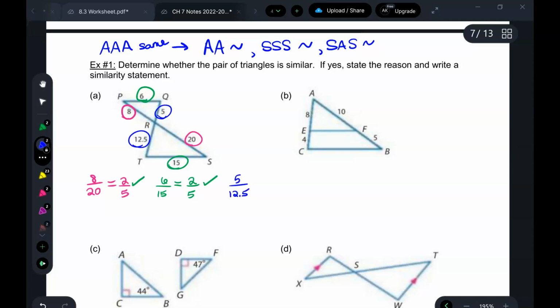Does it matter if on both I put, like, say I wanted to put the bigger triangle on top of the smaller one? Can I do that every single time?